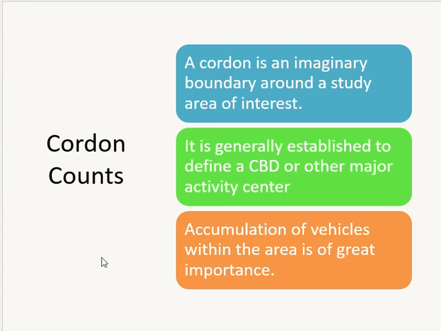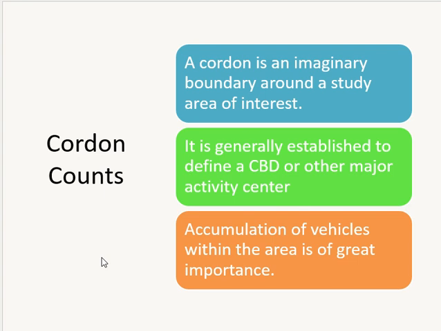So you have your area. You will mark a boundary around this area. This boundary will be called a cordon. Now what we are trying to find out is how many people are crossing this boundary. Crossing the boundary means they are coming into the area. So how many people are coming into the area?